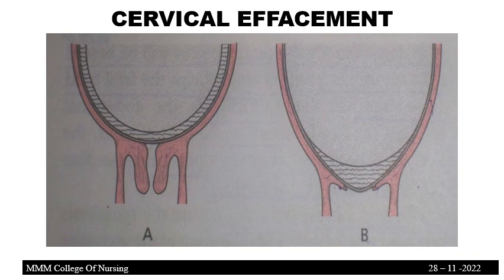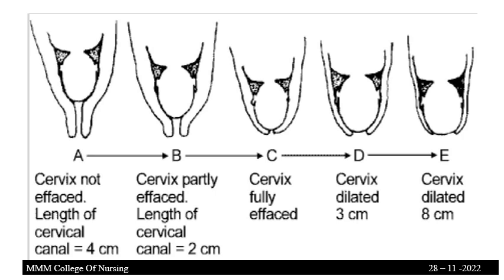So this is cervical effacement. As you see, the length of the cervix projecting into the vagina normally is 35 millimeter. But in the second picture, it is less than 5 millimeter. So that is called effacement. It means the cervix is taken up into the lower segment of the uterus. It merges with the lower segment of the uterus. That is called cervical effacement. And we measure it with percentage.